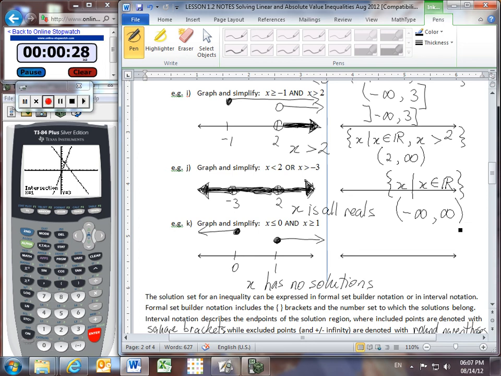And lastly, in part K, I've got no solution. This is a very tricky thing to do. In formal set builder notation, we can just give an empty set that looks like this. Or you could describe it as the empty set, which is a 0 with a line through it. And there is no interval notation that you can use. Again, we would just show that there's no solution.